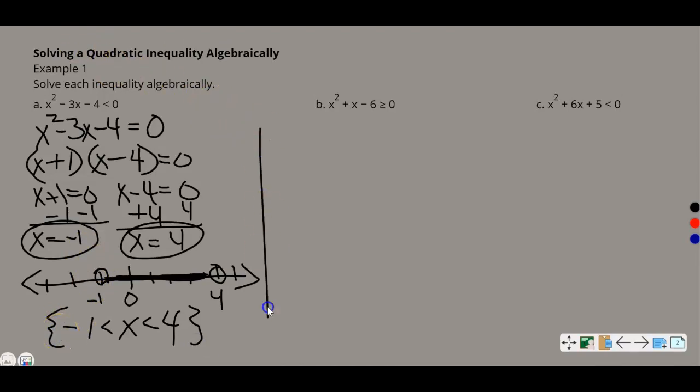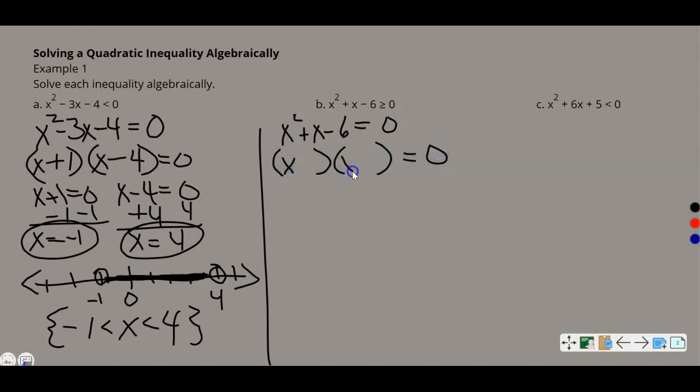All right, B part says x squared plus x minus 6 greater than or equal to 0. Again, we're going to first solve it like it's an equation, even though it's an inequality. And that's just so we can use our skills that we already learned to solve it. So we're going to write this in factored form.